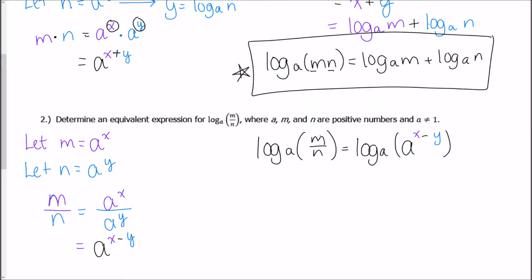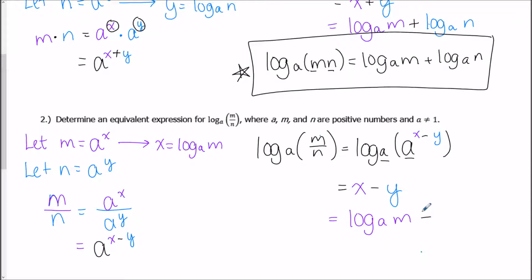Now we have the same base right here, so we can simplify this and just simply say that this is just x minus y right here. Okay, so let's go ahead and rewrite this equation right here in terms of x. So x is going to be equal to log base a of m. So right here, this is equal to log base a of m.